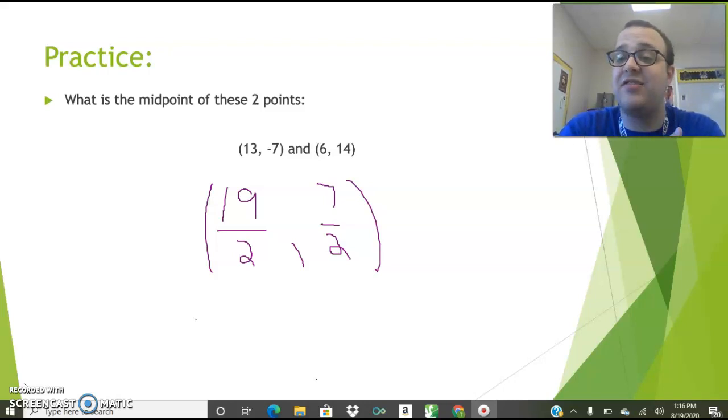Now, if you have that as a decimal, the decimals would be 9.5 and 3.5. That would also be the same answer. I tend to prefer to leave them as fractions. One, it's a little bit less work. Two, I can avoid rounding and give more exact answers, whereas I have to do some rounding depending on how large or how weird your fraction may be. And fractions are honestly easier to work with, as we'll see throughout the year. But basically I added 13 and 6, got 19 divided by 2, and -7 and 14 added together, divided by 2, 19 halves, 7 halves. That would be the midpoint between those 2 points that we have there.